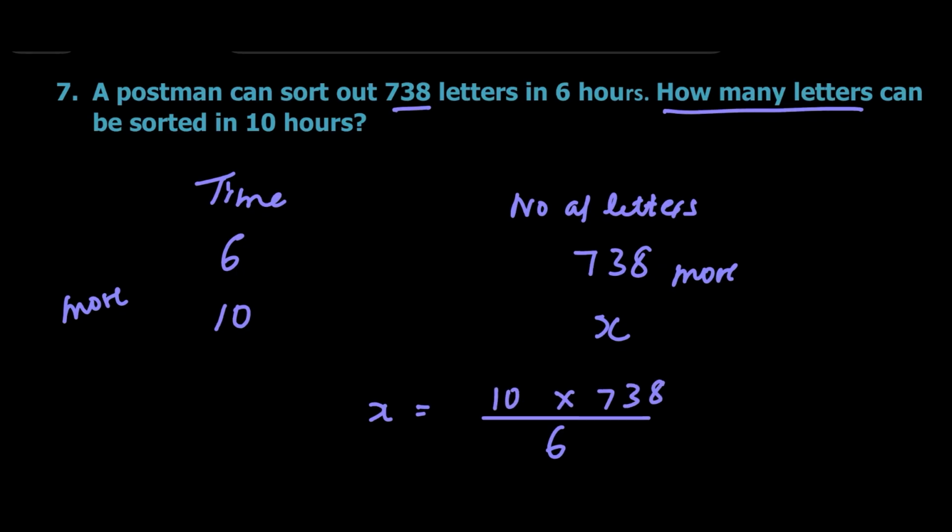Oh, this is a big number. Will this straight away cancel? Okay, 6 ones are 6, 6 twos are 12, 6 threes are 18, so 123. Into 10 is 1230.